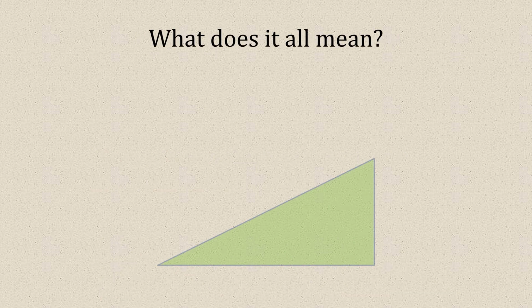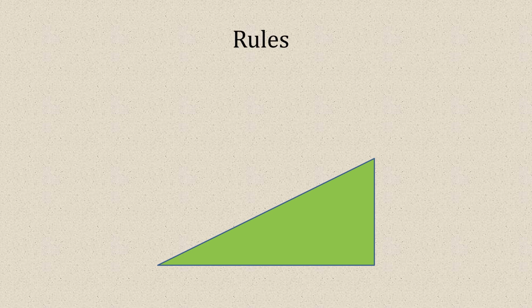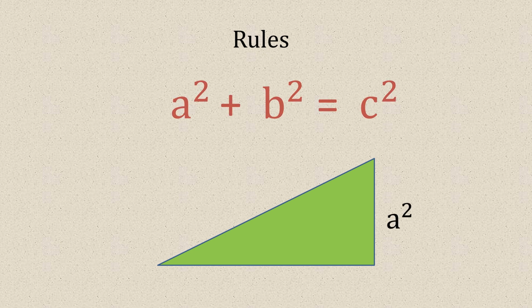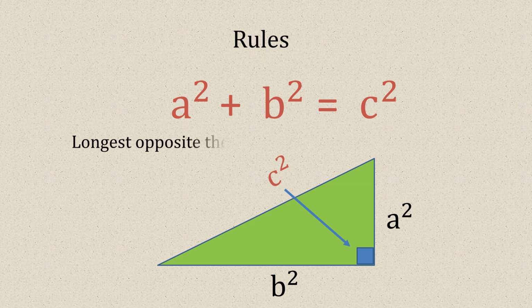What does it all mean? Now here's our right angled triangle, so we're going to look at the rules. This is what you need to remember. A squared plus b squared equals c squared. So there's our a squared, b squared and c squared will be the longest side which is opposite the right angle.